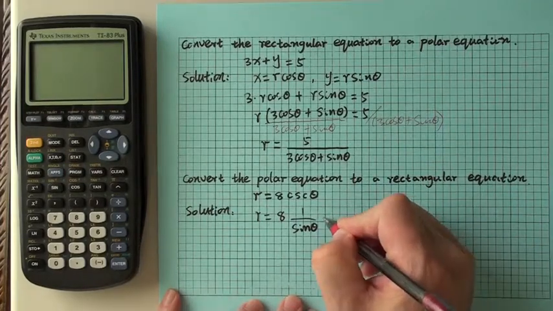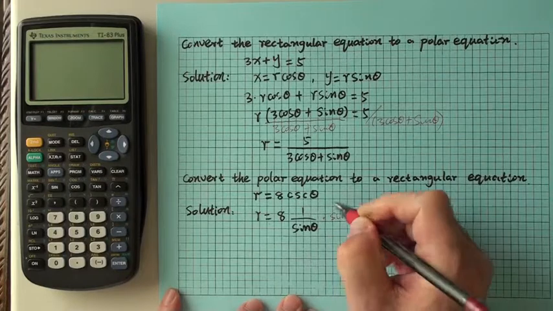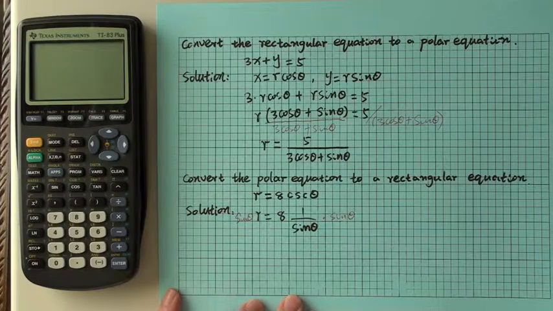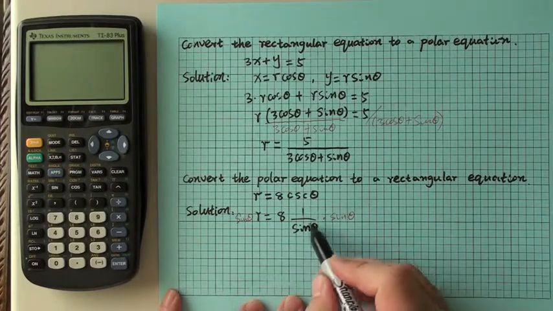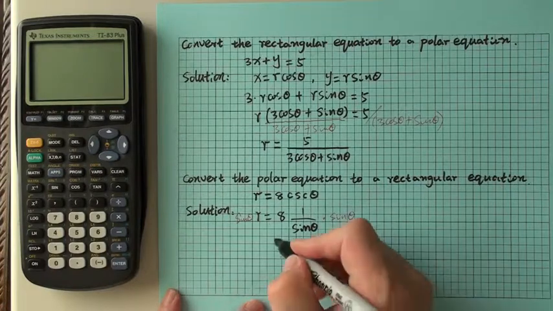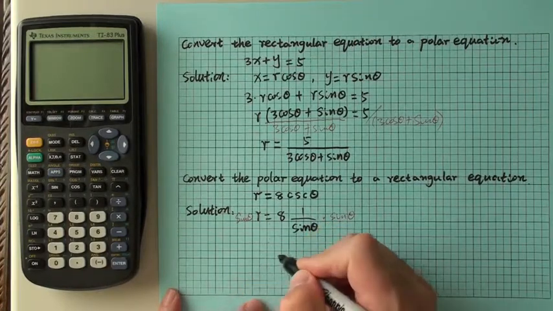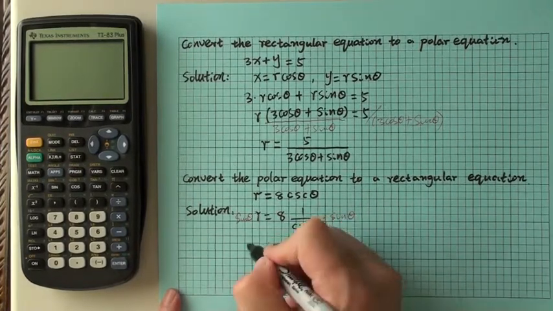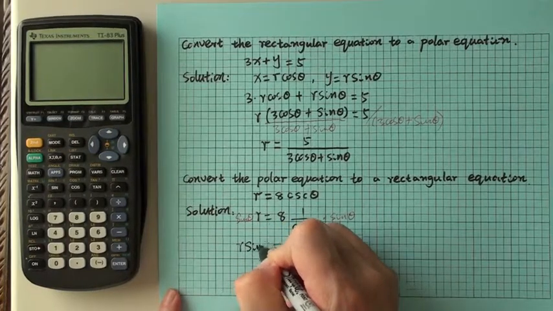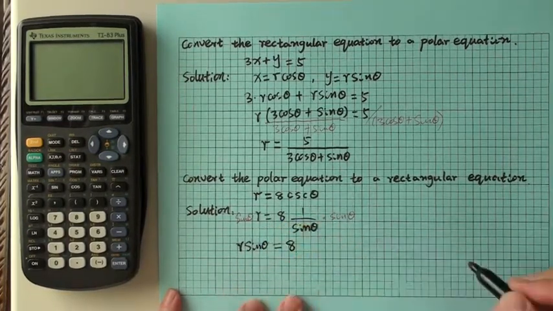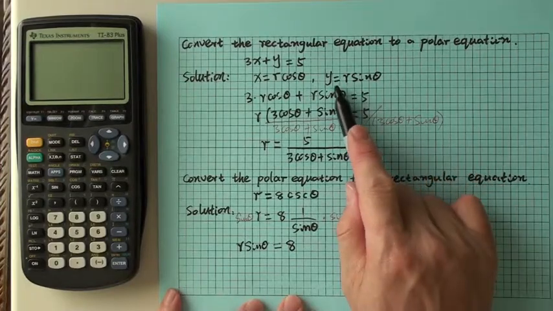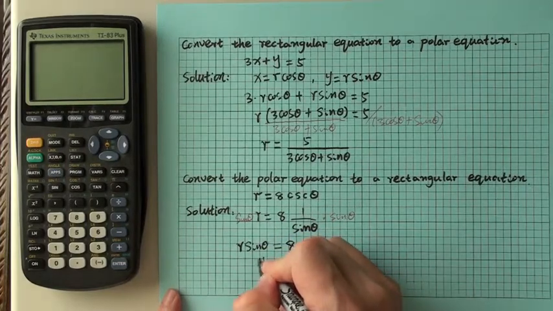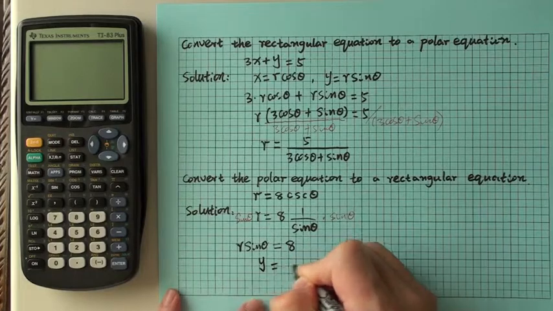Now, if both sides are multiplied by sine theta, what do we get? On the right-hand side, you cancel sine theta, so the right-hand side is 8. The left-hand side is r times sine theta. Remember, r times sine theta is y. So basically what you get is y equals 8.